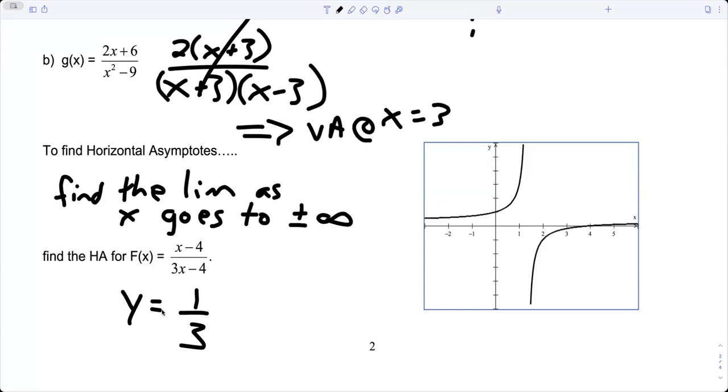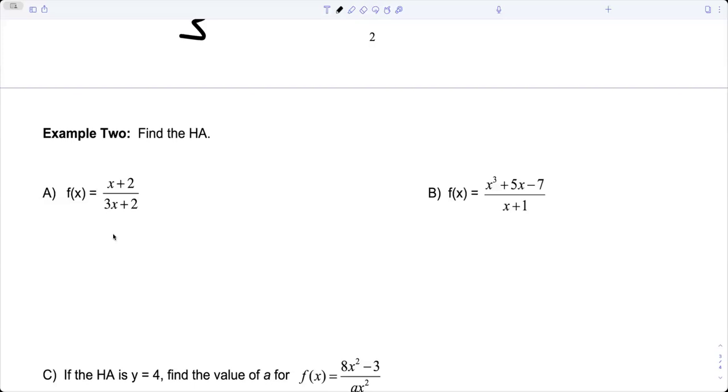Okay, so turn the page there. And why don't you try A, B, and C there? Okay, it says find the horizontal asymptotes. So do that for me, please. Oh, I see. Yeah. Okay.